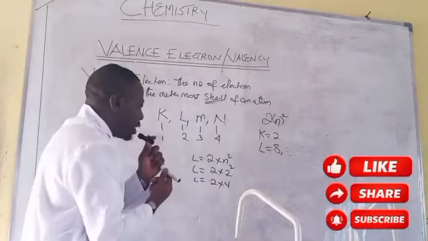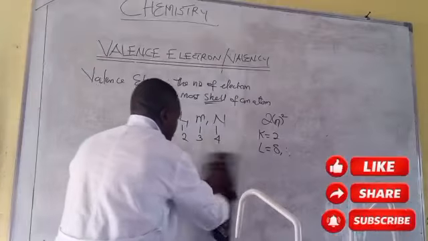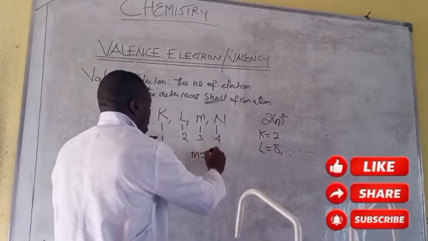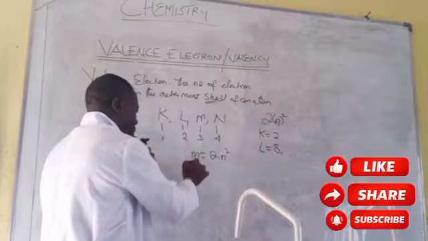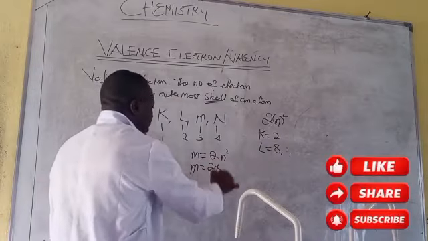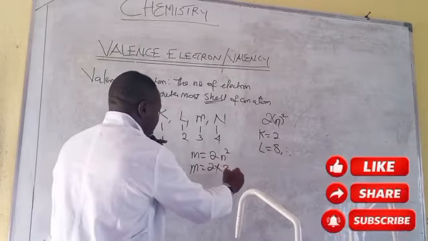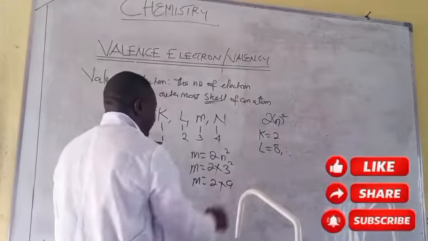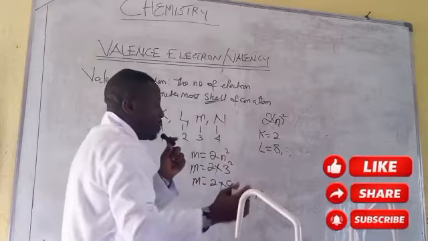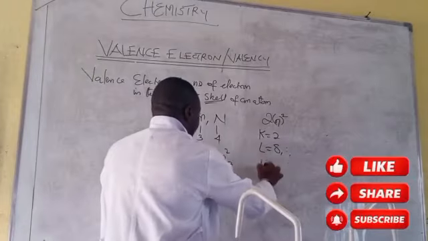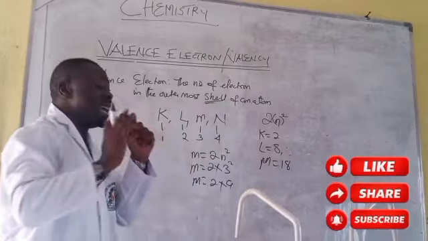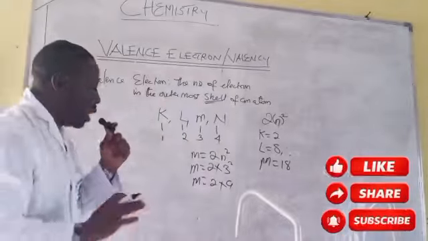Then we'll come to the M shell. For the M shell, we have M equals 2n squared. M equals 2 times 3 squared. M equals 2 times 9. Now 2 times 9 will give me what? 18. That means the M shell can carry a maximum of 18 electrons.